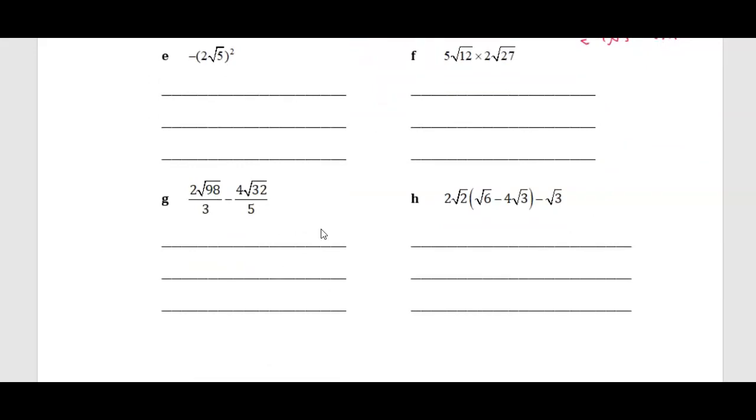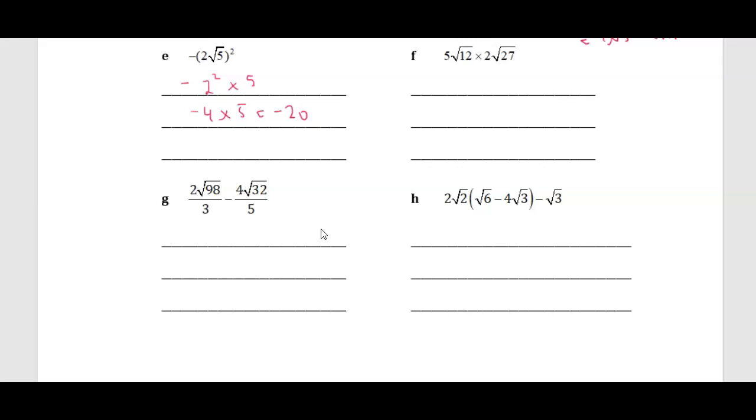Okay, so question E. Everything inside the bracket is taken to that square, but we leave the negative there. So we have 2 squared, and root 5, so the square gets rid of that square root sign. The square root and the 2 cancel each other out. So now we've got negative 4 times 5 gives you negative 20. Okay, I don't know why we had so much space for such an easy question. I feel like maybe I should have a bit more.